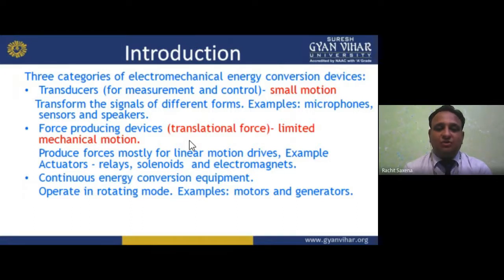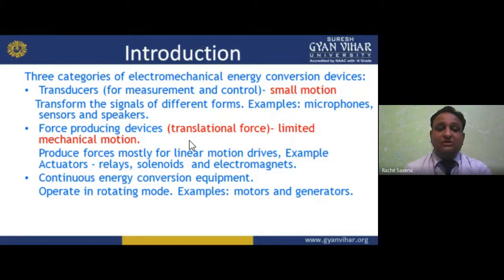Because we are studying electrical engineering and we are students of the electrical engineering branch, the transducer I am talking about is the electrical transducer. In an electrical transducer, we can convert any form of energy, mechanical, acoustic, pressure, thermal, whatever it is, directly into electrical. So that is the transducer for measurement and control. That is small motion, small work.